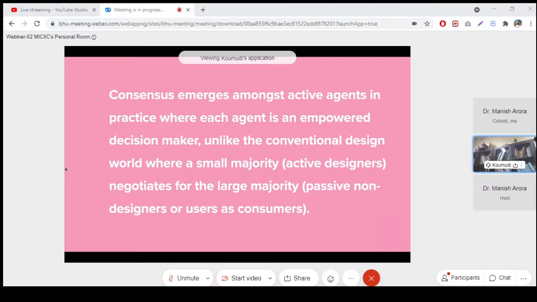Users are not merely subjects of a study or a targeted consumer persona, but active and empowered participants of local resolutions. Consensus emerges amongst active agents in practice, where each agent is an empowered decision maker. Unlike the conventional design world, where a small majority of active designers negotiate for the large majority of passive non-designers or users as consumers.